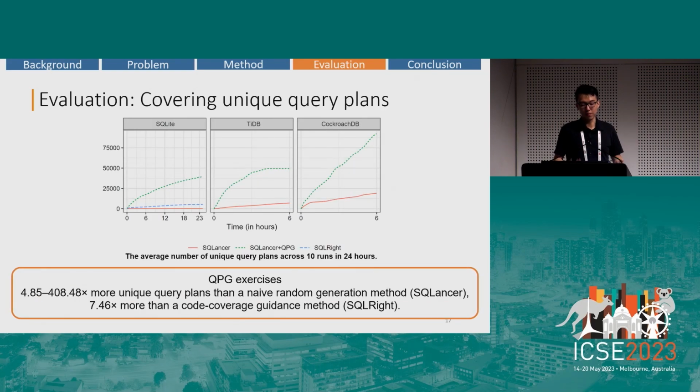Since we have found more bugs, we also want to demonstrate whether we can cover more unique query plans. To demonstrate the efficiency of our algorithm, our evaluation shows that we cover up to 400 times more unique query plans than a naive random generation method.